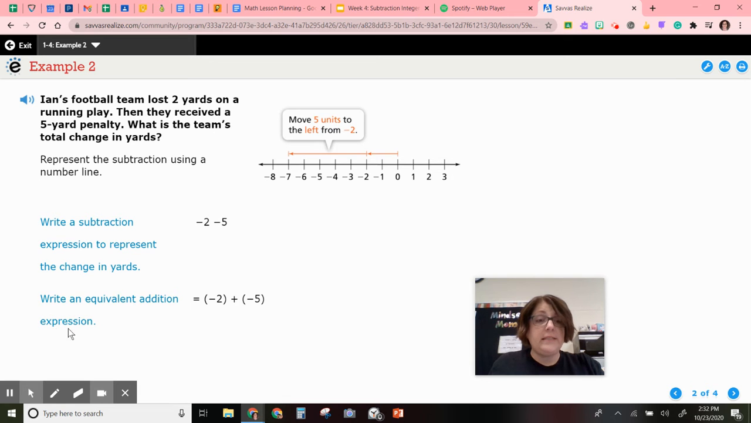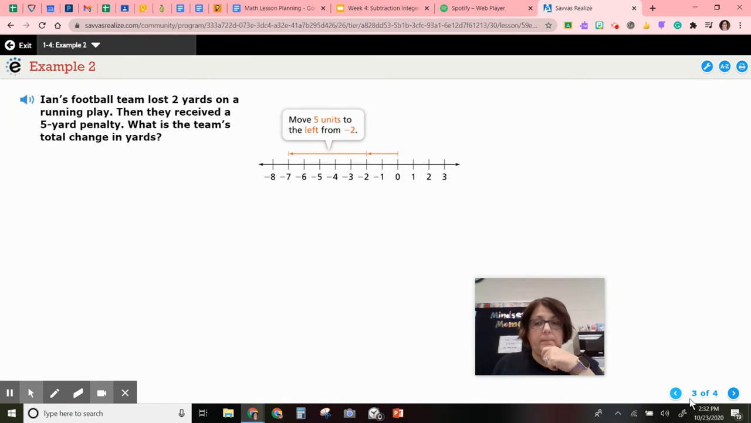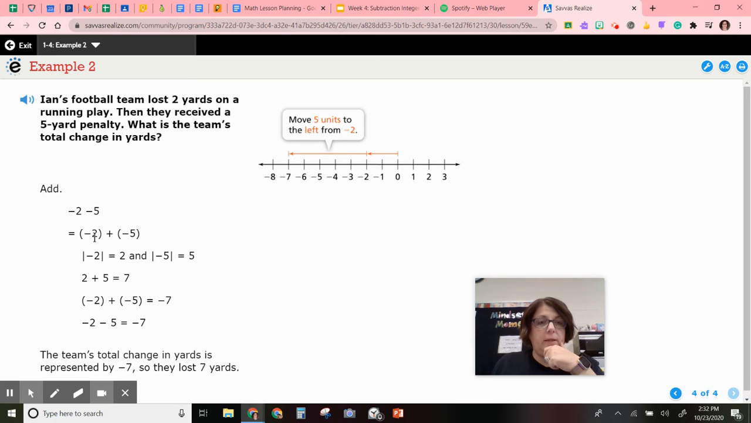We can write an equivalent addition expression using our keep, change, and then we can use the rules we already know for adding integers. So they rewrote this here for us with keep, change. We keep the first number the same, -2. We change the subtraction to addition, and then we change the 5 to its opposite, which is -5. Okay, I see 2 signs that are the same. So we keep the sign and we add.